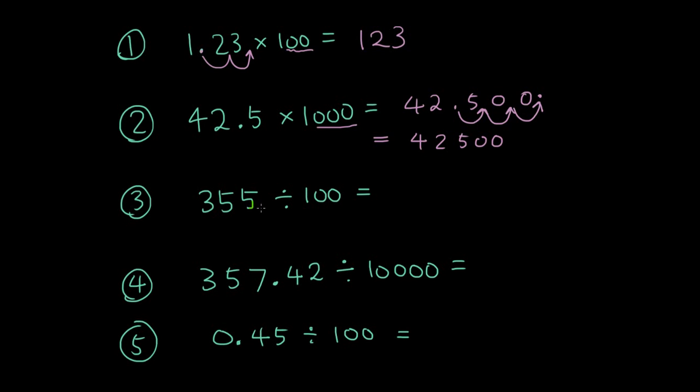355 divided by 100, so move the decimal point to the left 2 digits, so the answer is 3.55.